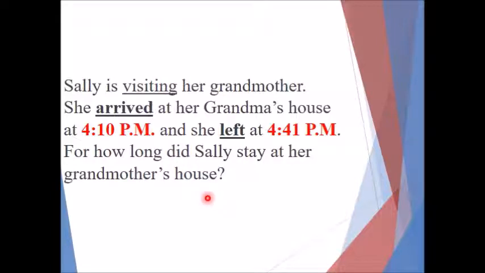So what do we know? We know that she arrived at 4:10 p.m., which is the start time of the visit. And we know that she left at 4:41 p.m., which is the end time of the visit. What do we need to find? We need to find for how long did Sally stay at her grandmother's house? Which means it's the time that went by from the moment Sally arrived at her grandma's house to the time she left.